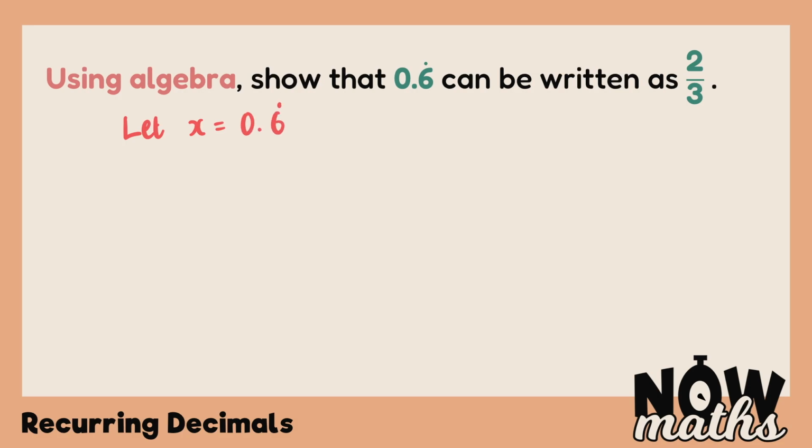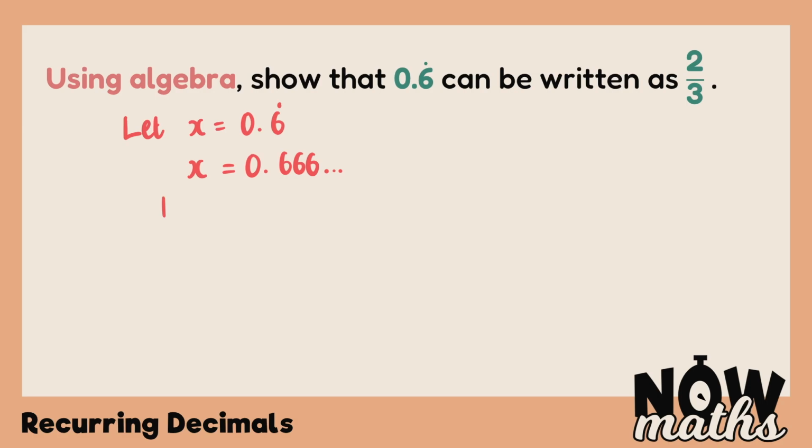The point of doing this is that we're going to show that x can be written as a fraction that should be 2/3. For the purposes of this question, I'm actually going to rewrite this as x equals 0.666, and I'm going to put a few dots after to show that this is in fact a recurring decimal. Now if we're going to write x as a fraction, we need to try and eliminate the decimal, and we're going to do this by multiplying by 10.